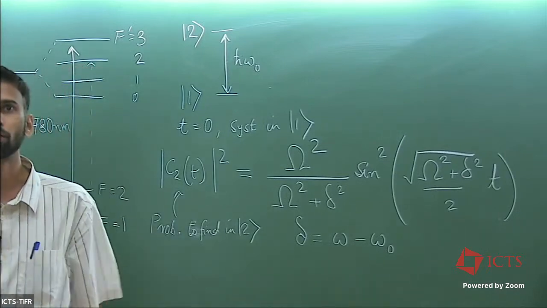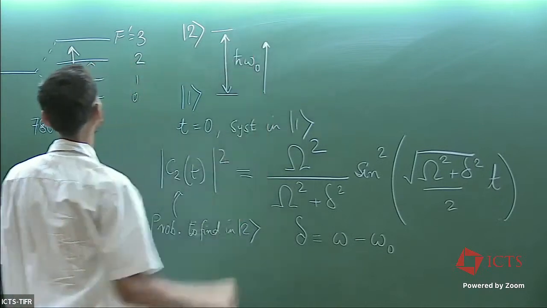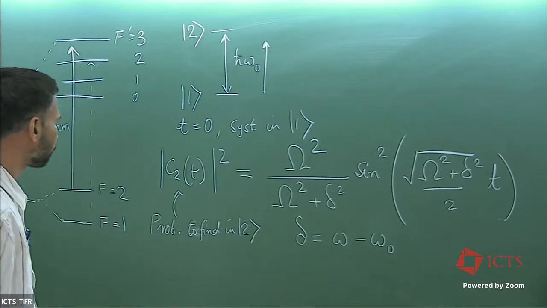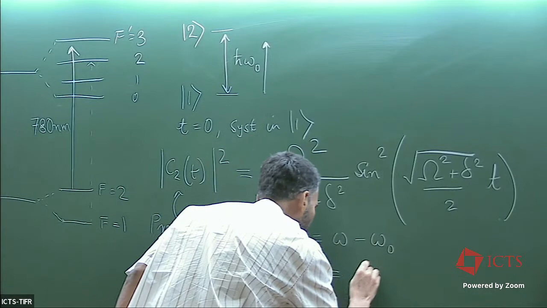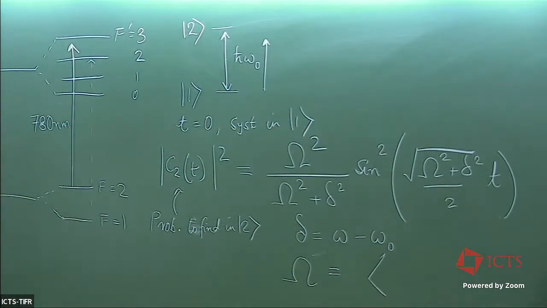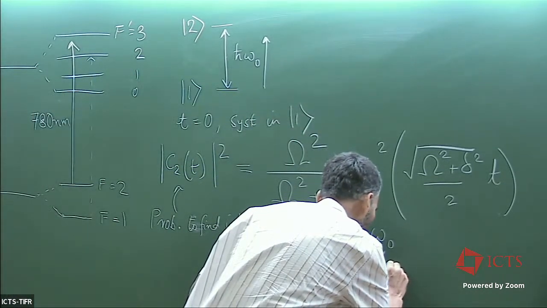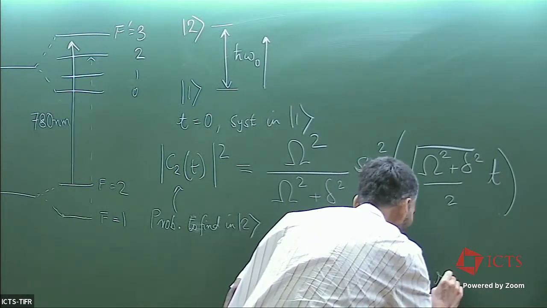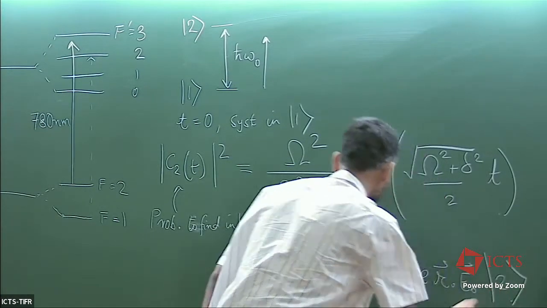So you are driving this transition and your laser frequency has to be less than this transition, which is what I've drawn here as well. We'll see why that is the case. And what was this capital omega? This capital omega was basically the transition matrix element. It represents the strength of the transition. So I think the way we wrote it is <1|E R dot E zero|2>, right? So this is the Rabi frequency.